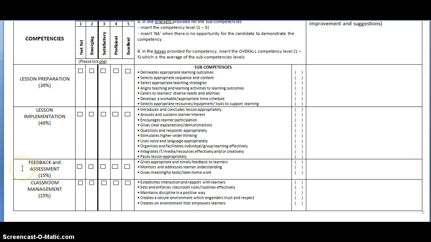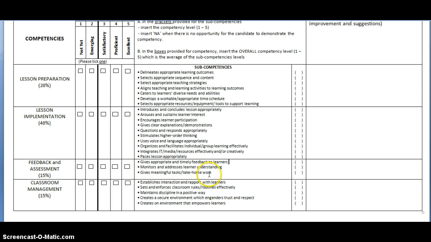Now, the third competency that we're looking at here will be feedback and assessment, which is 15%. Okay, what are the sub-competencies? Gives appropriate and timely feedback to learners. So this is what I mean. Please do not ask and answer the questions yourself.